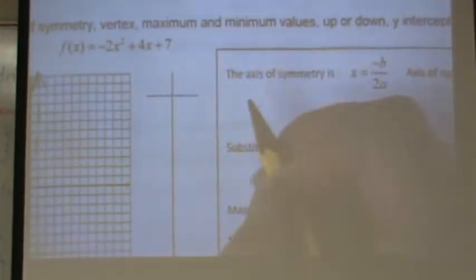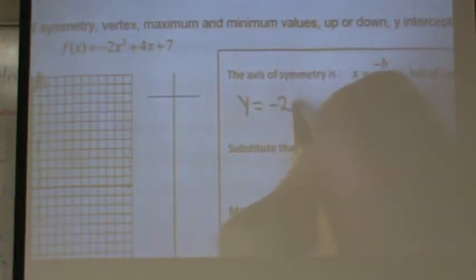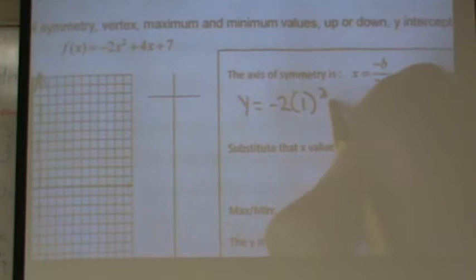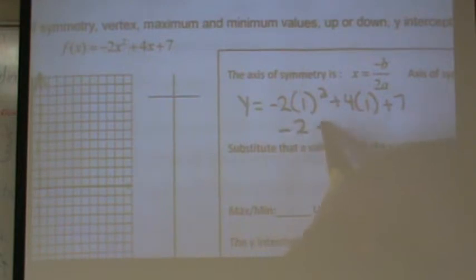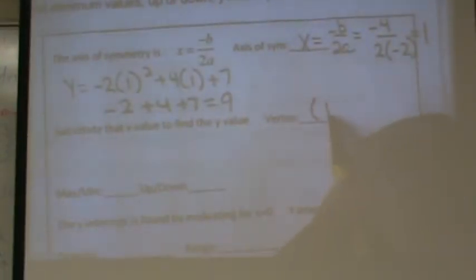How do you find it? You're going to plug it in. You're going to plug 1 in here. So y is equal to negative 2 times 1 squared plus 4 times 1 plus 7. So I get negative 2 plus 4 plus 7, which is 9. So what's my vertex? 1, 9.